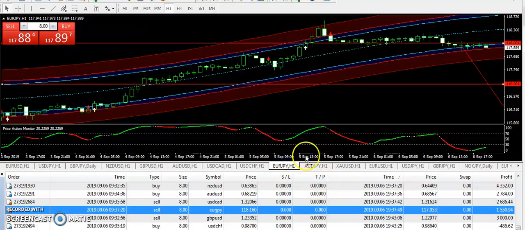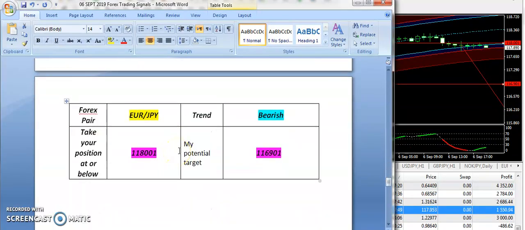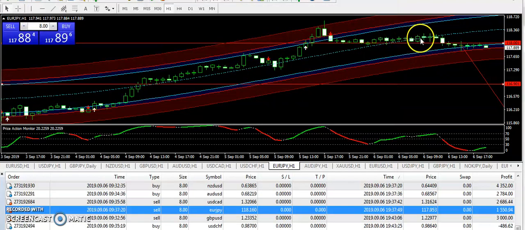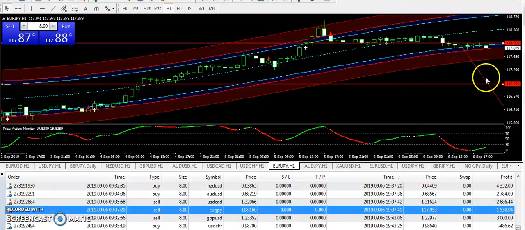Okay, now let's talk about the Euro JPY. Okay guys, I'm going to take you towards the signals report. So overall, if you look at Euro JPY, it has gone nowhere. It has just broken our entry zone, with a bearish expectation from 118.001, and you can see the target price is 116.901. So if it goes in the closing session of the day, then we can expect downward chances on this pair, but overall it's in the downward trend.